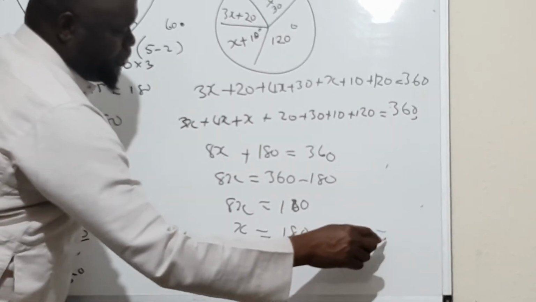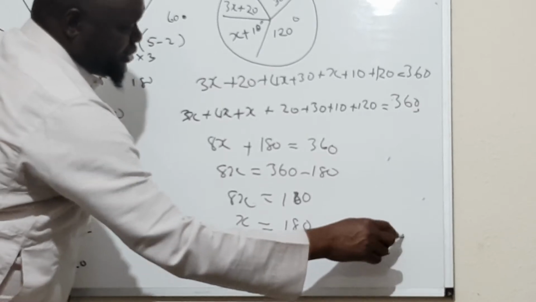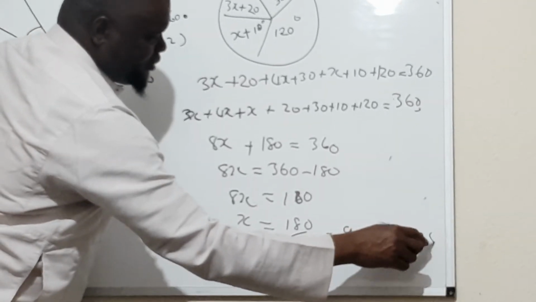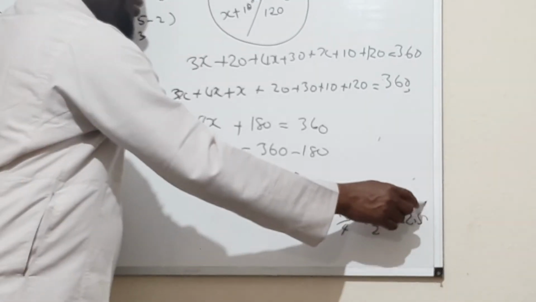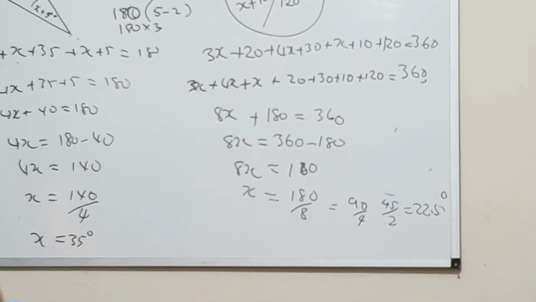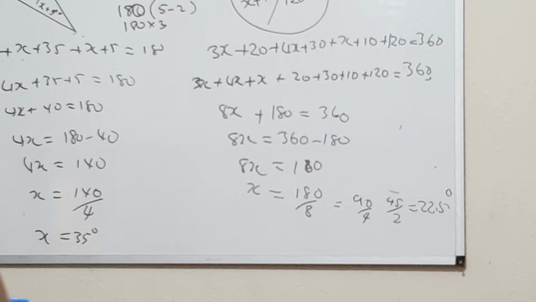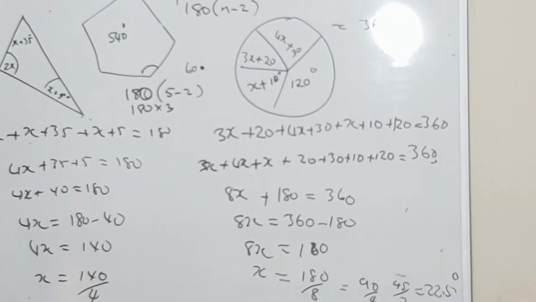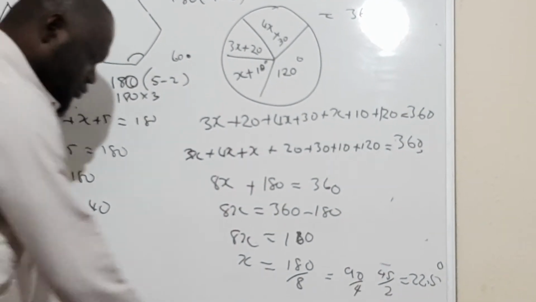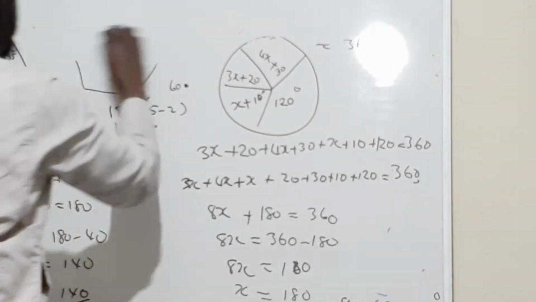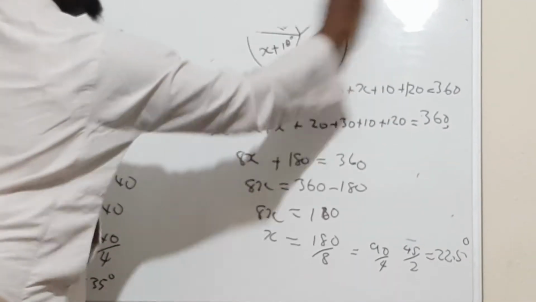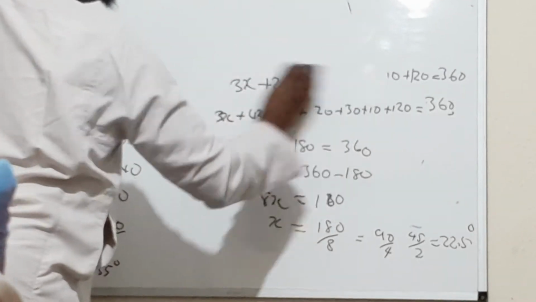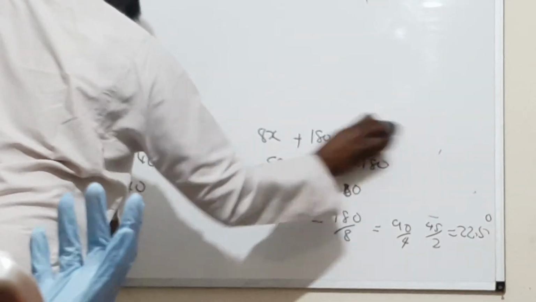45 divided by 2, and that is 22.5 degrees, yes? So x is 22.5 degrees. Is there any difficulty in this? Math is always principle. Once you understand the principle, it's easy to sort it out. Okay? Now let's look at our figures.